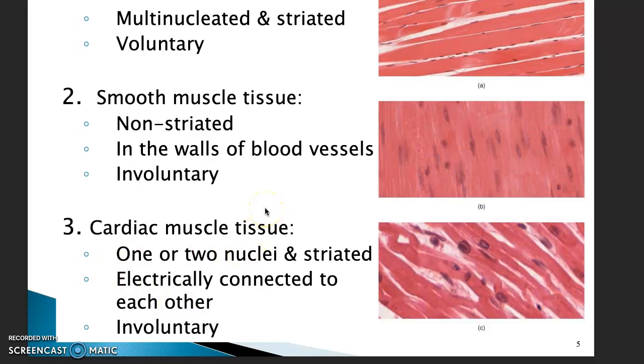It has 1 or 2 nuclei, and it is striated, and this is because of the A and I bands that alternate. It is also electrically connected to each other through a gap junction, and this allows calcium to pass from one cell to another to contract at the same time.